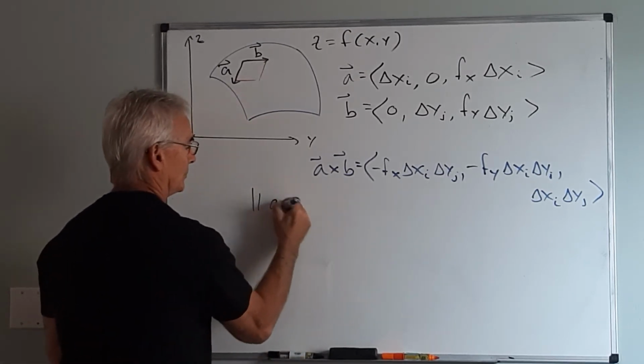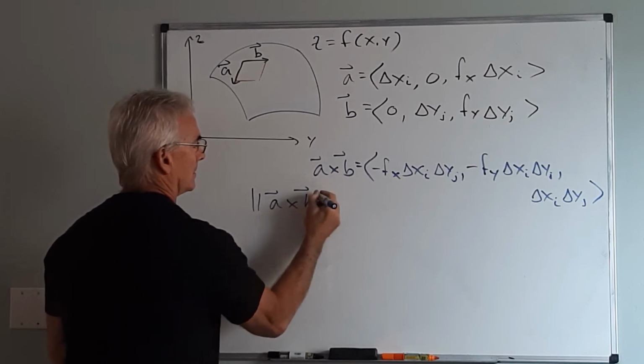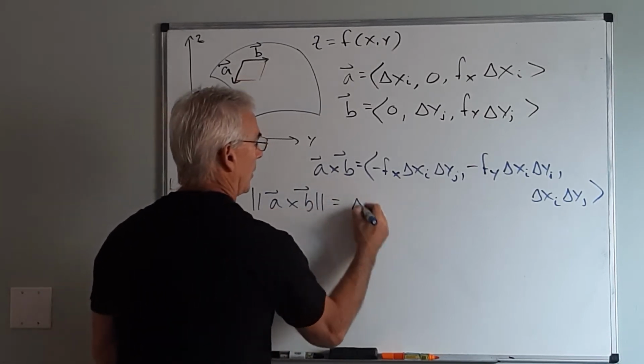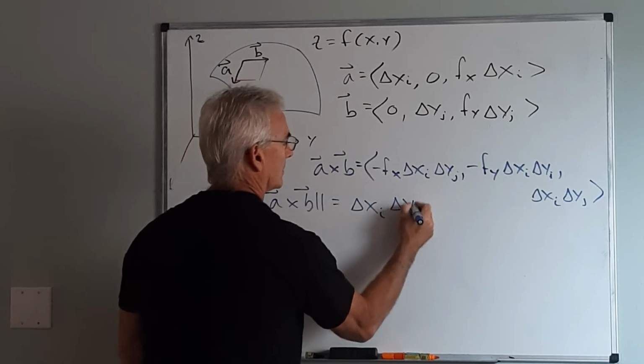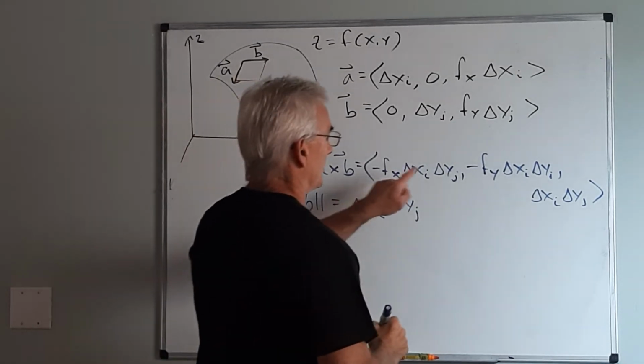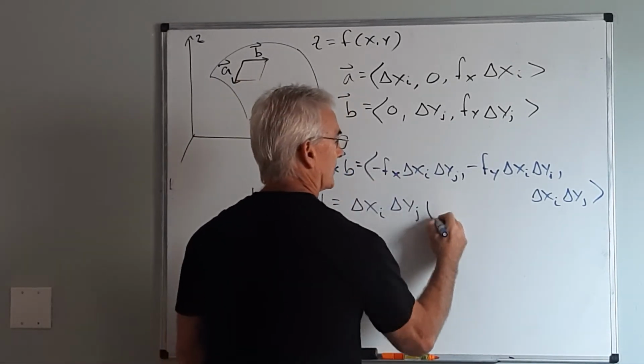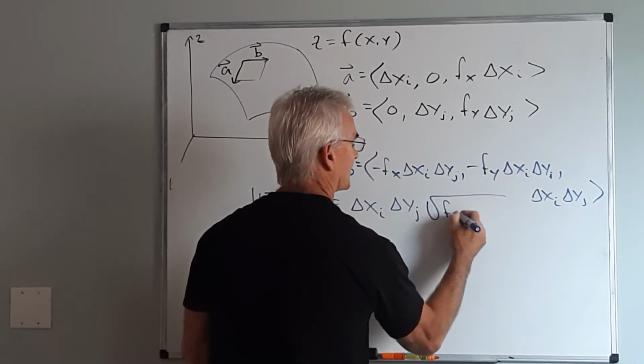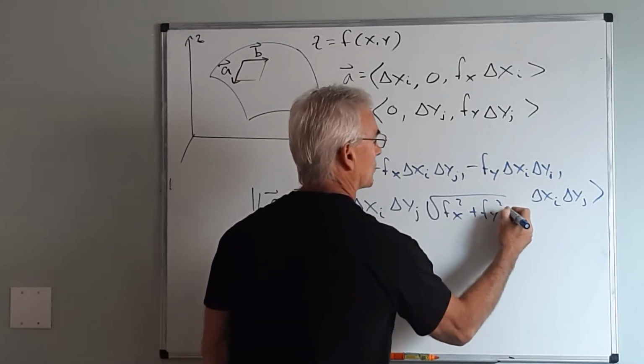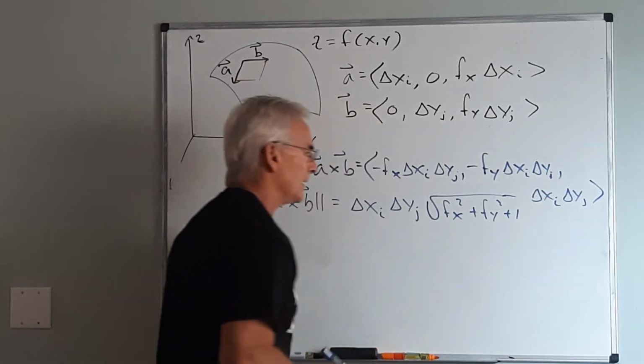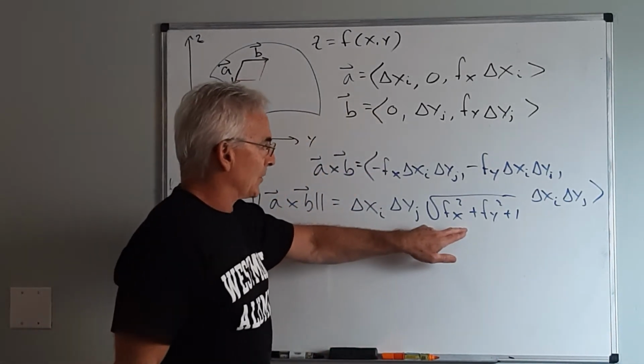Therefore, the magnitude would be, I'll factor that out first, the square root of the sum of the squares of what remains. Inside the square root, I have f_x squared plus f_y squared plus 1. This is called the surface area parameter.